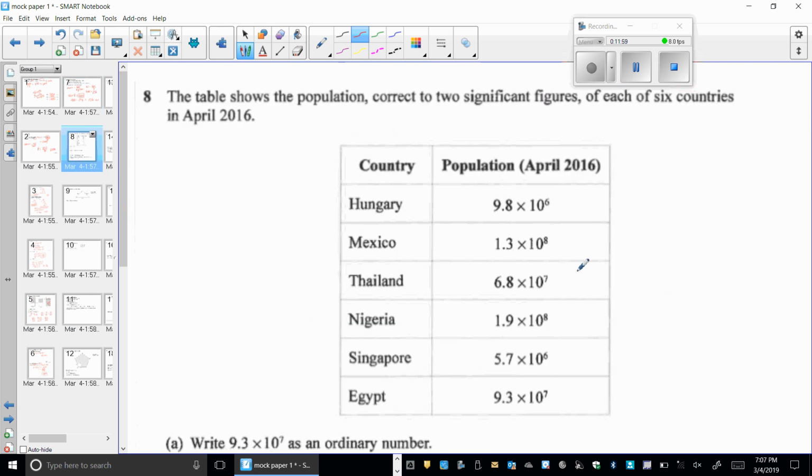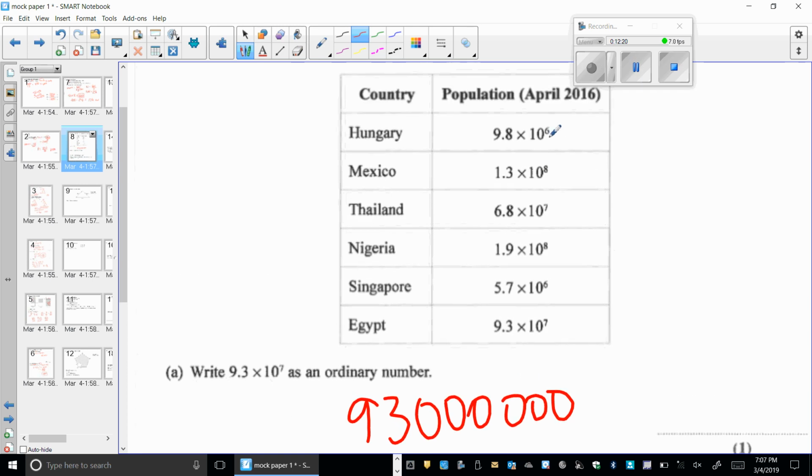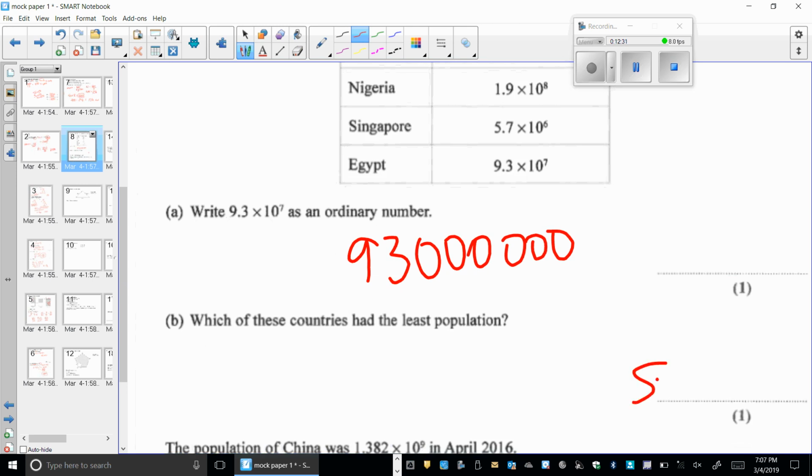All right, standard form. Write as an ordinary number. Remember, this tells us we're moving our decimal point 7 places to the right, which would mean 9, 3, and 6 zeros. Because we started here and we've gone 7 places and ended up here. The least population means that we're looking at the smallest number, so we can discount anything with a higher power. So we're comparing essentially this one, and this is obviously the smaller of the two. So that's Singapore.